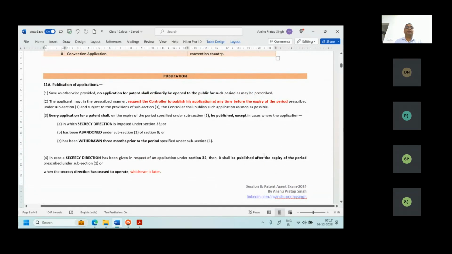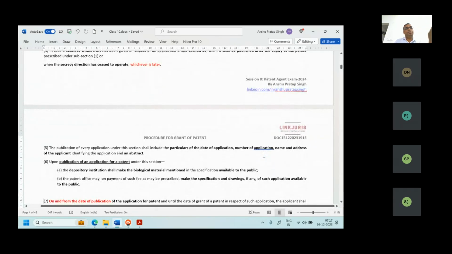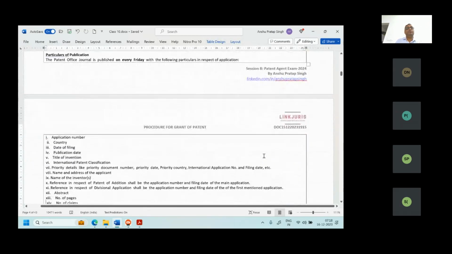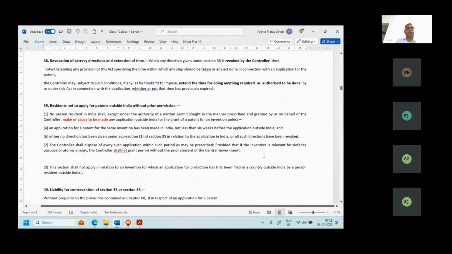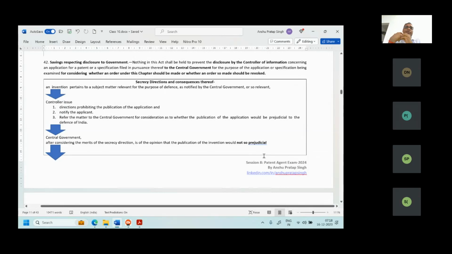Publication, we have already said, there can be a secrecy direction under section 35. If there is a secrecy direction under section 35, what will the controller do? The controller just finds that the invention is related to defense purposes. For your understanding, the controller says that it is related to defense purposes, and will direct prohibiting the publication of the application and inform the government as well as the applicant.